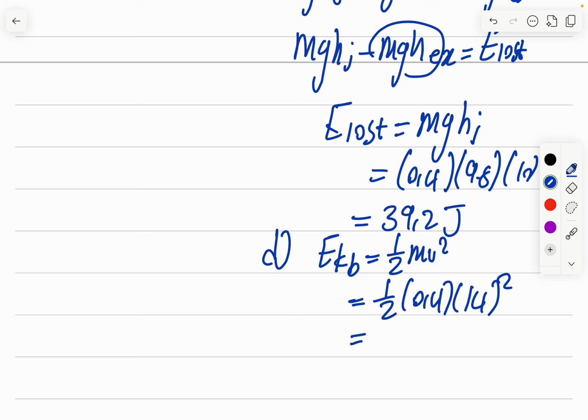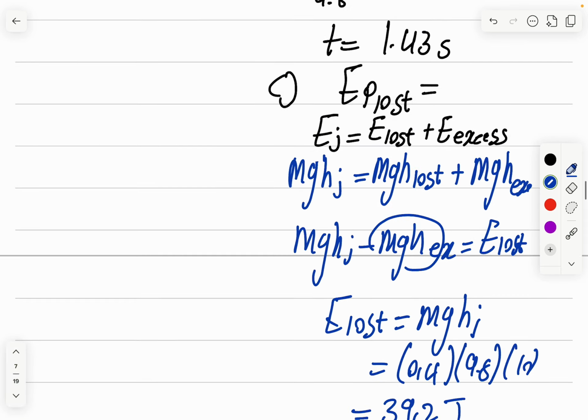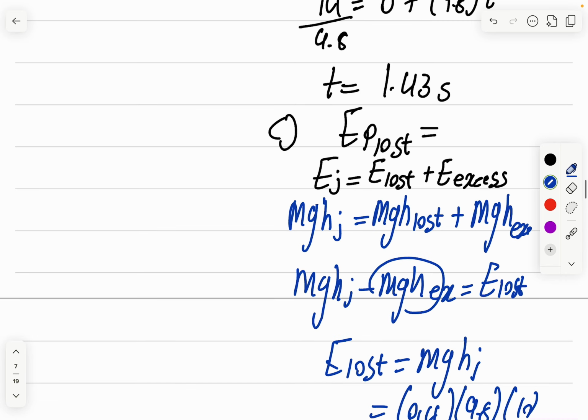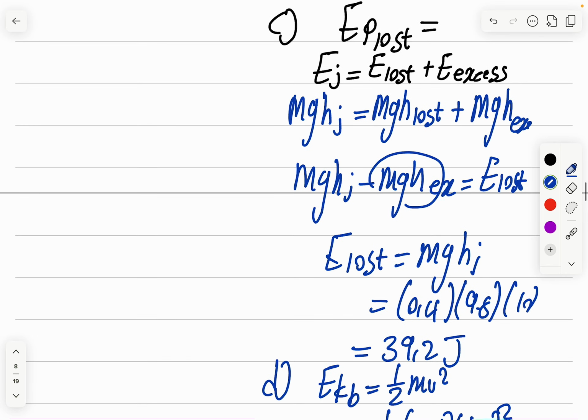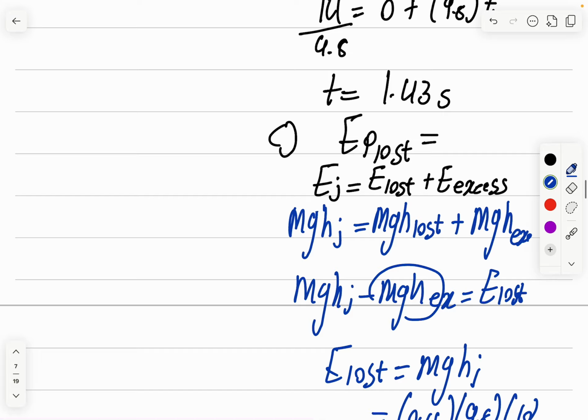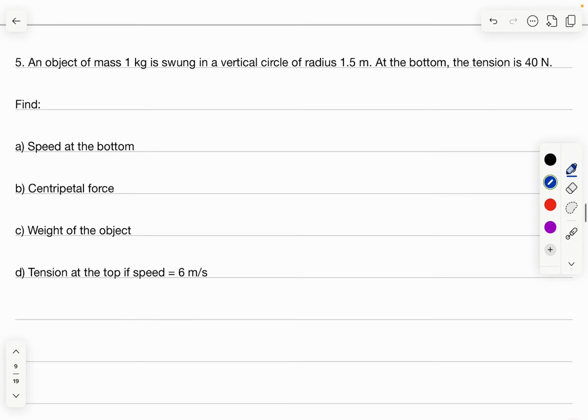39.2. Understand? 39.2, and then 39.2 what? Joules. Understand? Simple as that. These things are simple, guys. Not that hard. Very, very simple. Here we got the 39.2 joules. Simple stuff. So let's go to another question.